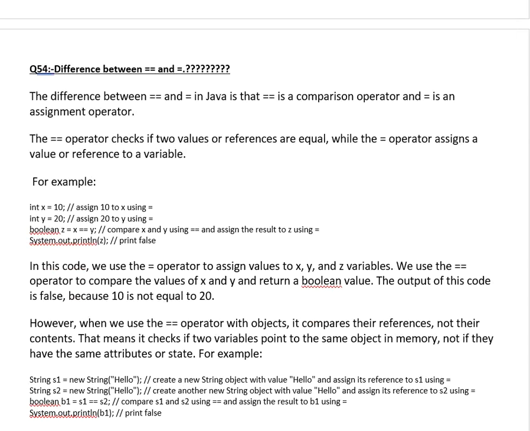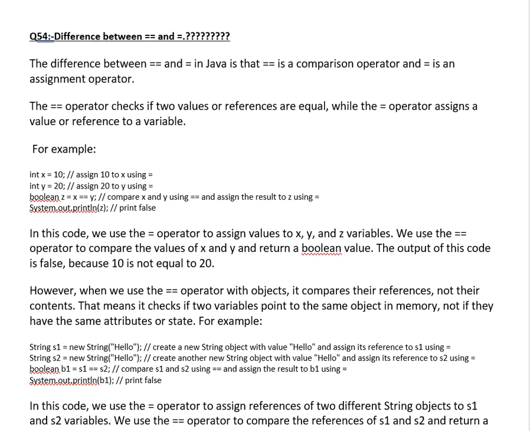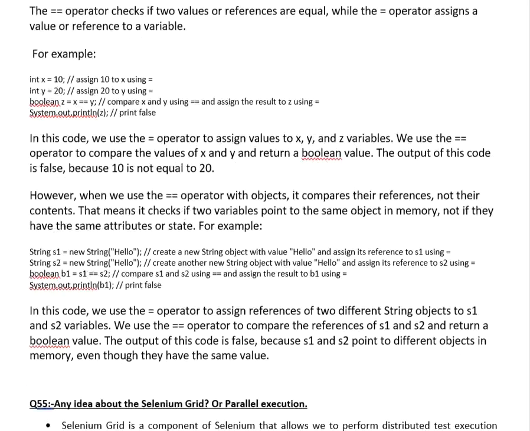Now the next question is the difference between == and =. The difference between == and = in Java is that == is a comparison operator and = is an assignment operator. The == operator checks if two values or references are equal or not, while the = operator assigns the value or reference to the variable.